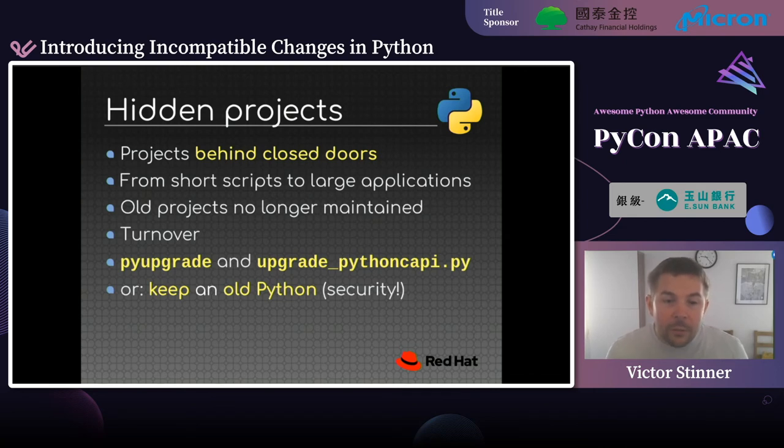In the last case, if there is no other choice, there is always the option of keeping an old Python version. But now the problem becomes security, because old Python versions are no longer maintained, and maybe you will get security issues. Maybe you can use a professional Linux distribution like RHEL to get very long support. For example, at Red Hat, we are still supporting Python 2 for at least 2 years. But it's a complicated issue.